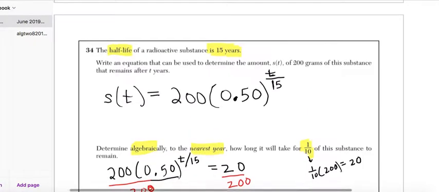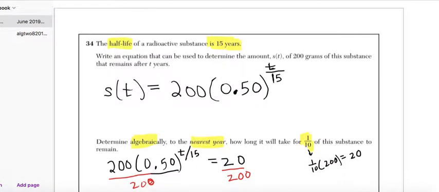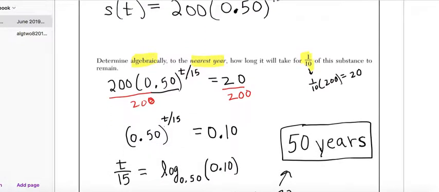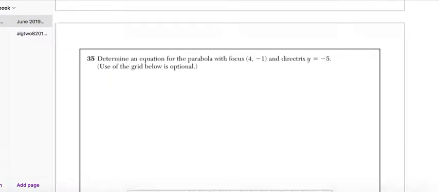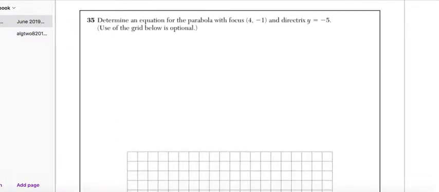All right, here's the function. You could have put, again, 1/2 in the parentheses instead of 0.50 or just 0.5 in the parentheses, and then it takes 50 years until about 1/10 of it remains, okay? Moving on. Determine an equation for the parabola with focus (4, -1), and directrix y equals -5.